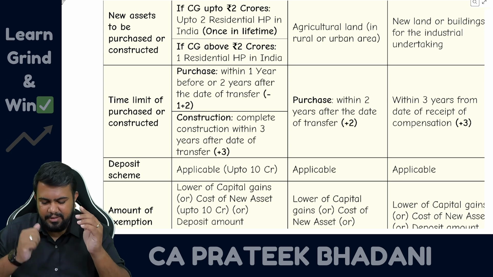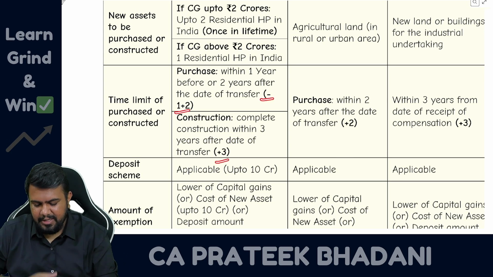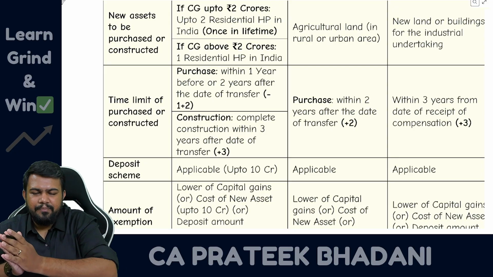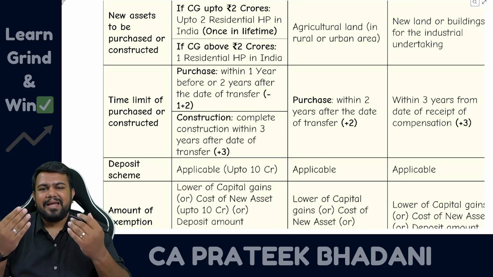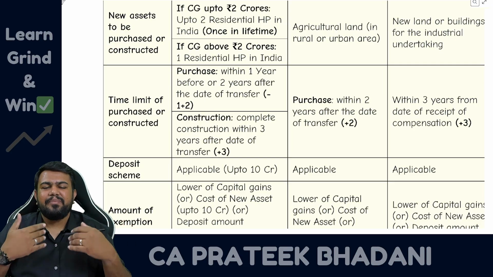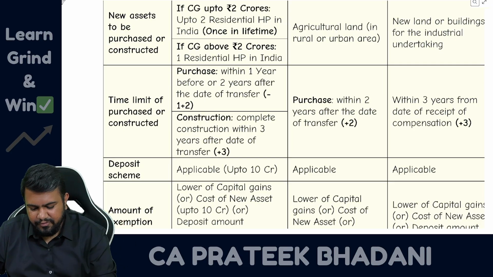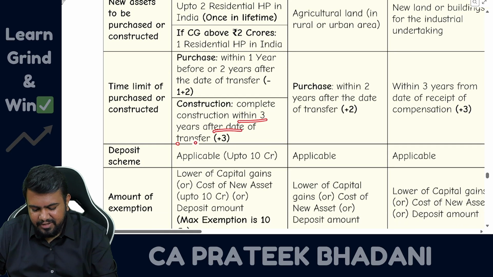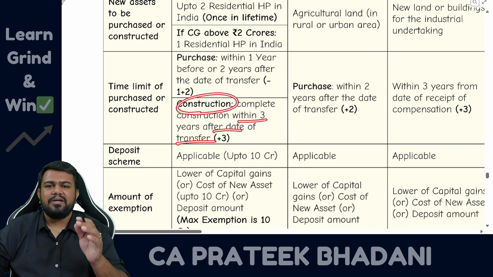What is the time limit? It is -1 + 2 + 3. -1 + 2 + 3. It means what? Within 1 year before or 2 years after the date of transfer, the person can purchase the property, and within 3 years after the date of transfer, the person can construct the property. So within 1 year before or 2 years after the date of transfer, purchase the new property, or within 3 years after the date of transfer, construct the new property.